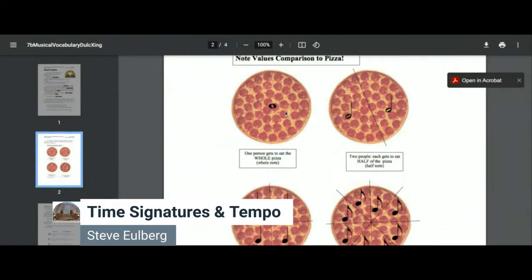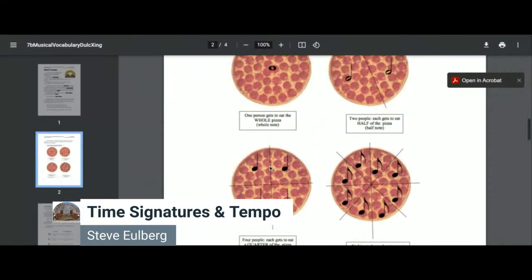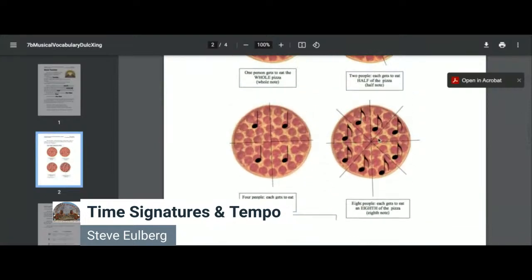Whole note is equal to the whole measure, or 4 beats. Half notes are equal to 2 beats each. Quarter notes are equal to 1 beat each. Eighth notes, it takes 2 of these to make 1 of those, 2 of these to make 1 of those, and so on. They can get subdivided into smaller slices.